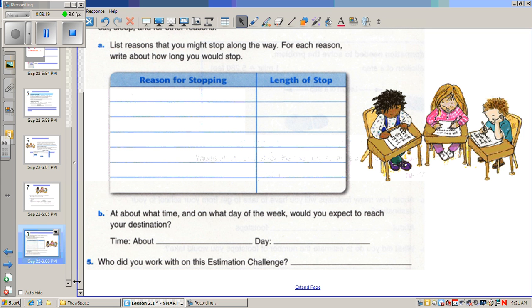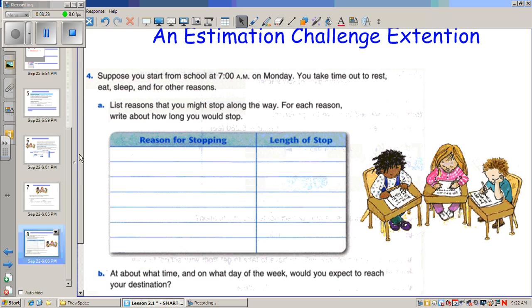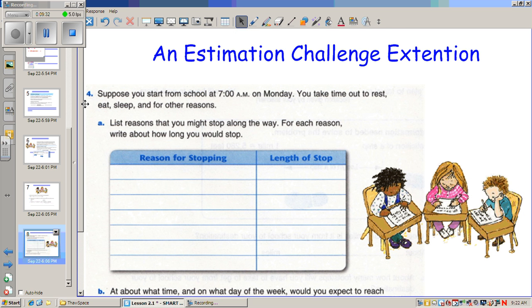So you do not need to write anything down on this page at all, but I hope you've been taking notes along the way, because I want to give you a new location in which we can do a little more estimation challenges, and think about reasons that people do stop if they're riding their bike or walking somewhere. But don't feel like you have to write anything down.